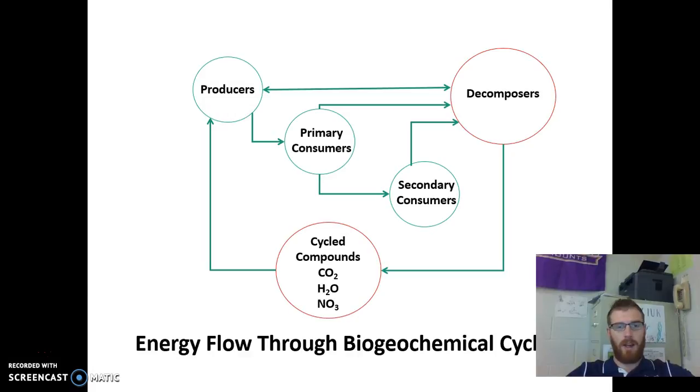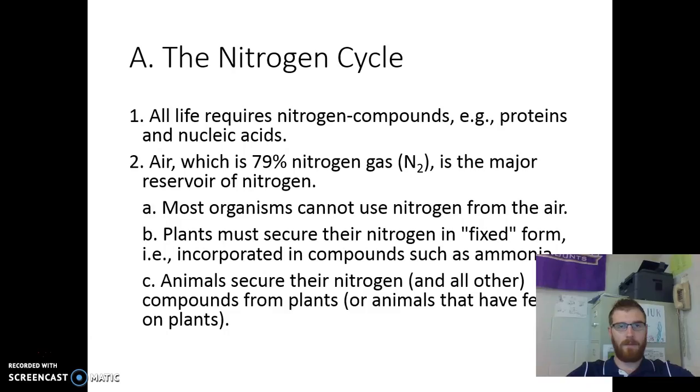Okay, so here we can see how energy flows through biochemical cycles. Most biochemical cycles are processed through a combination of air, plants, and animals, hence the name bio in the title here. First we're going to go over the nitrogen cycle. All life requires nitrogen compounds, for example, proteins and nucleic acid. Air, which is 79% nitrogen, the most abundant gas in our atmosphere, with oxygen only being about 21%, is a major reserve of nitrogen.